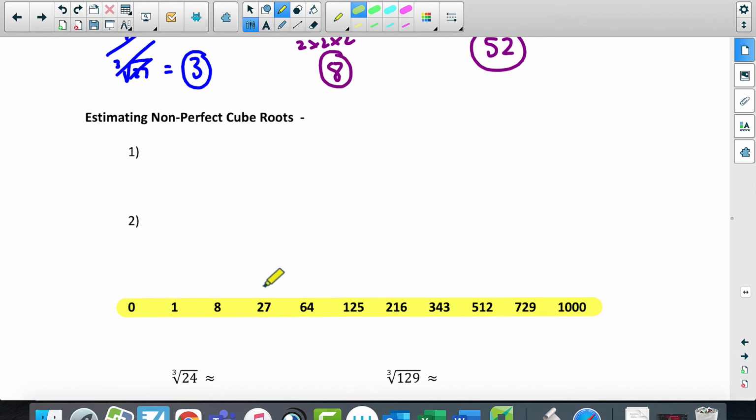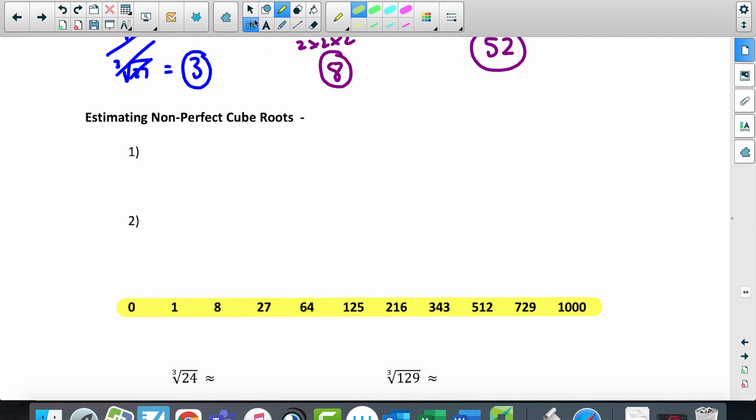So if we're taking a cube root of any of these numbers, it's actually really easy. The cube root of 27 is 3. The cube root of 64 is 4. The cube root of 1000 is 10. But what if we're taking the cube root of a number that's not on this list? What if we're doing the cube root of 24, for example? Well, it's not on our list here, so it's a non-perfect cube, so we're going to have to estimate.